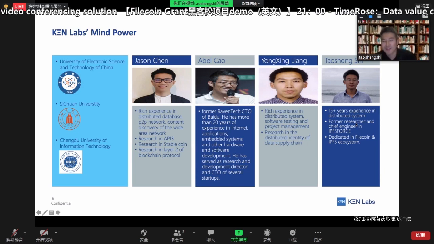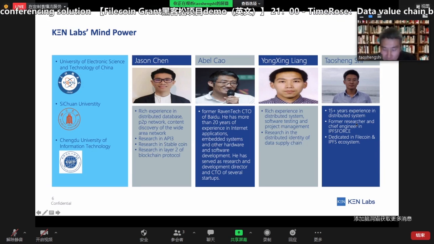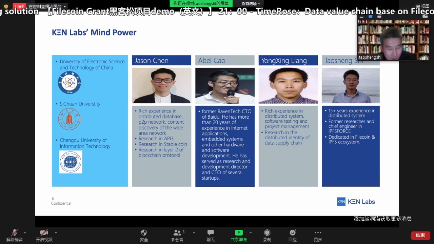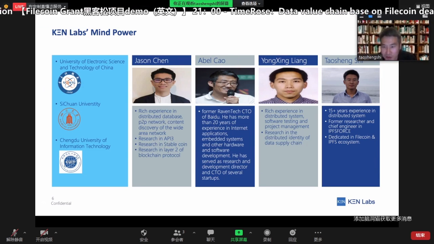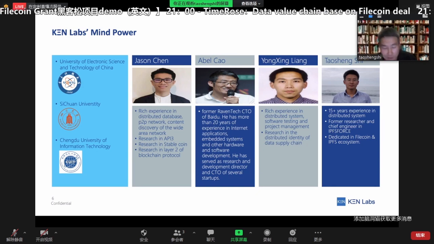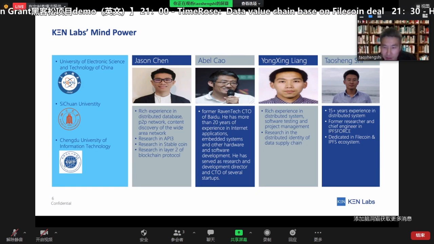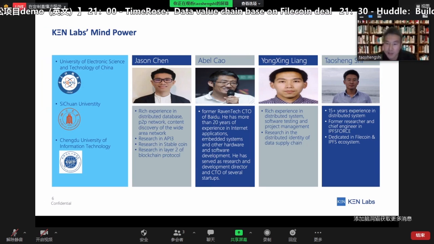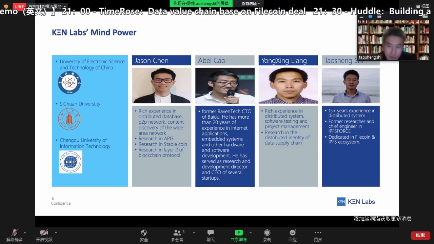My name is Tao Shengshi. Previously, I worked for IPFS Force, which is the biggest Filecoin miner in the Filecoin ecosystem. I have more than 10 years of experience in distributed systems and distributed storage systems.